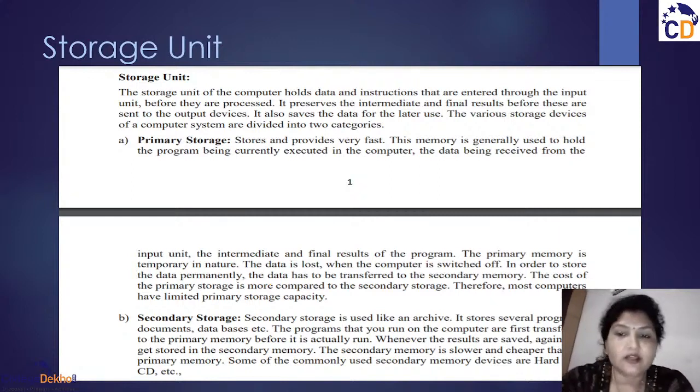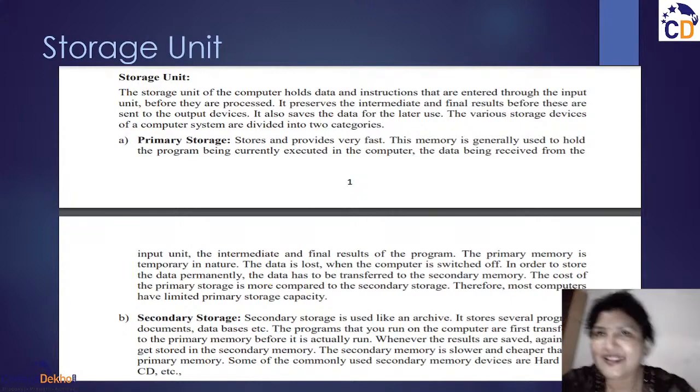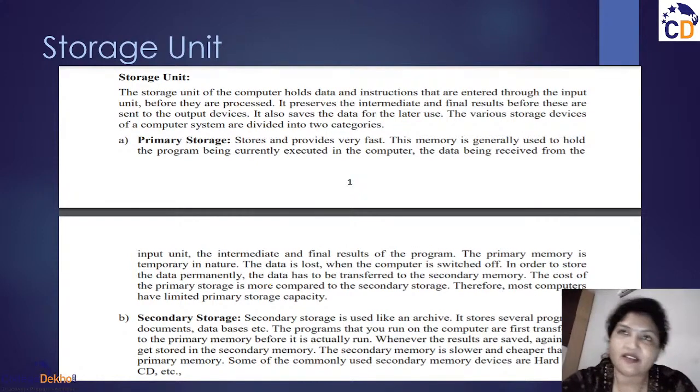Therefore, most computers have limited primary storage capacity, and we have more of a secondary storage like HDD, hard disk, SSDs, or such kind of devices, or a pen drive also. So what are secondary storage? Secondary storage is a kind of archive, like your hard disk, right? Storage devices are used like an archive. It stores several programs, documents, databases.